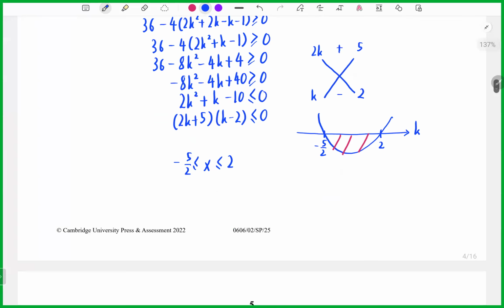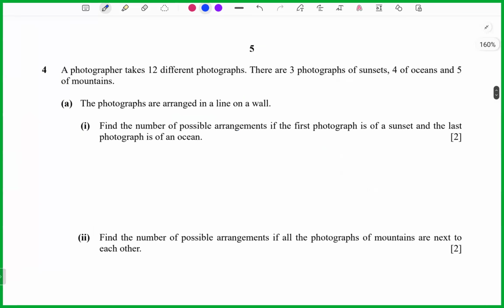Let's see question 4. A photographer takes 12 different photographs. There are 3 photographs of the sunset, 4 of the ocean, and 5 of the mountains. Okay, let's see part A.